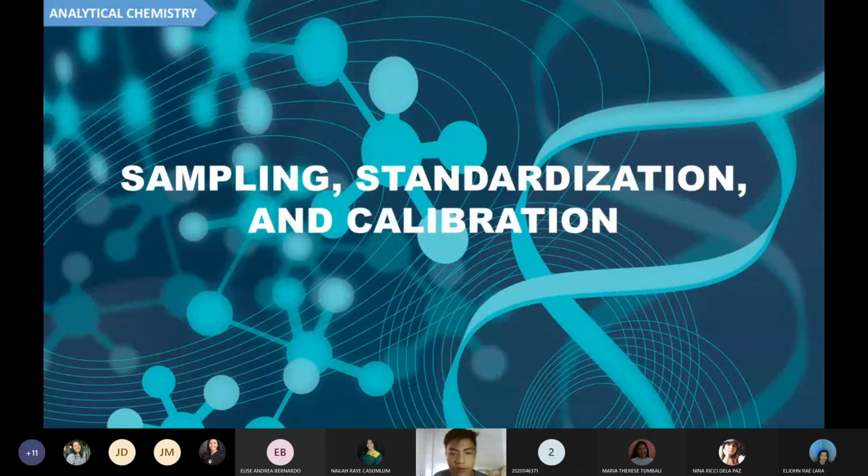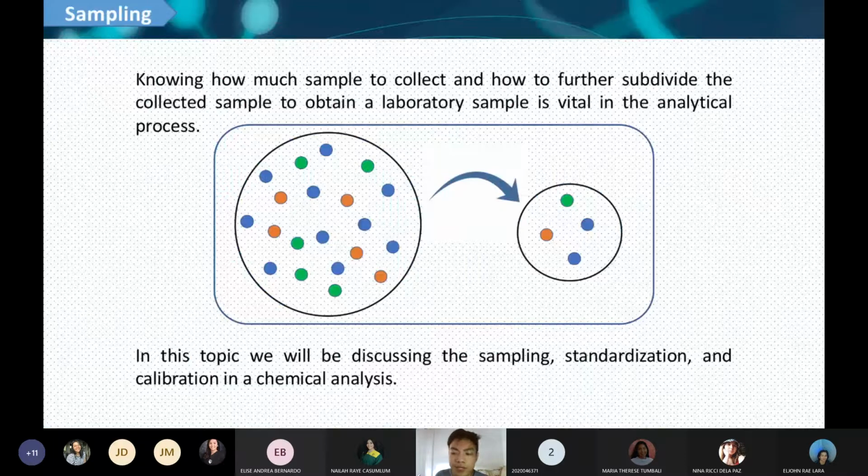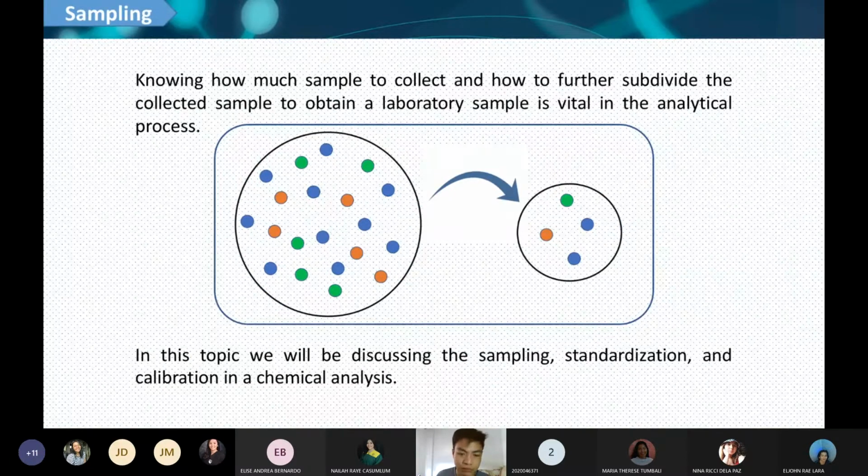Okay, so let's talk about sampling. When we say sampling, we are actually obtaining a portion of your population. So kukuha ka ng onting bahagi ng population. Di ba yun yung meaning sa stats ng sampling? In analytical chemistry, what we are pertaining to sampling is kukuha ka ng small amount ng substance from your original source. That's what we call sampling.